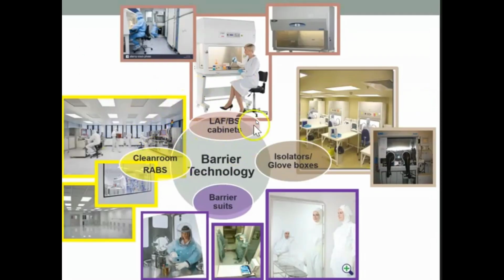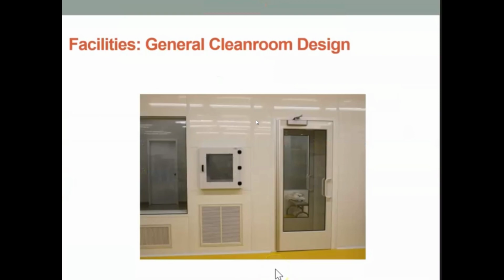Your laminar airflows, your isolators are your glove boxes, and they look something like this. Your barrier suits, so your garbing inside your clean rooms, look something like this. And then your clean rooms themselves, the RABS. Facilities, general clean room design.